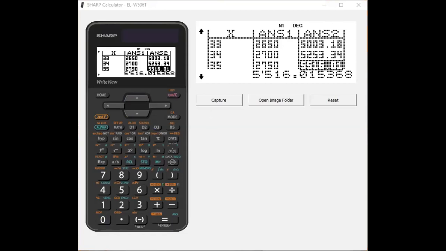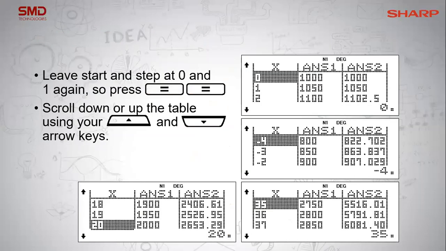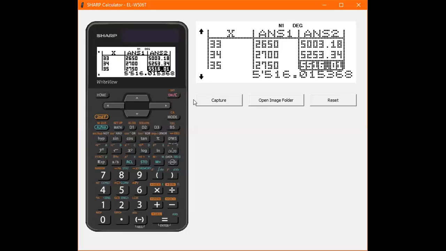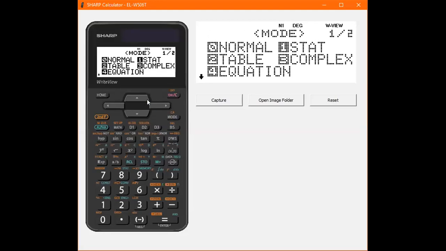Cool. Let me go back here. Alrighty. Let's talk statistics because it's so much fun. Okay. So I'm going to share my calculator with you again. And we're just going to make up some data. Okay, so I'm going to press mode and then I'm going to press 1 for stat.